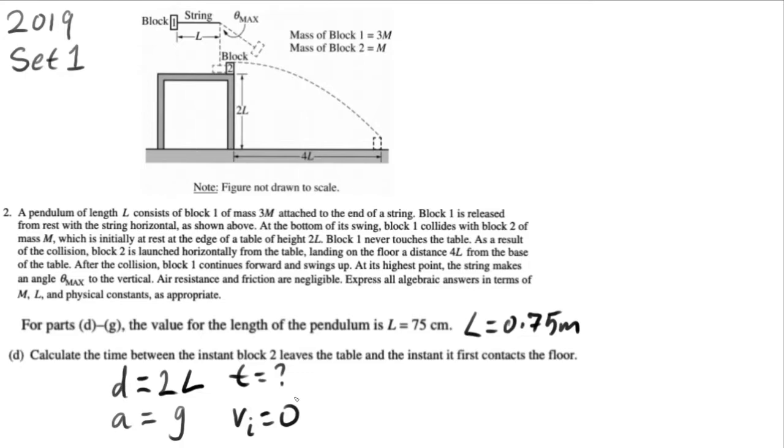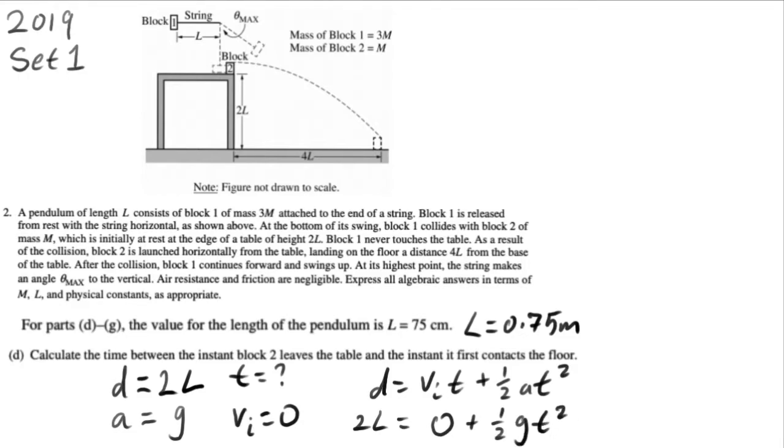So using the kinematic equation, displacement equals initial velocity times t plus 1/2 a t squared, you can plug in all these values into the equation. So for d we have 2L equals initial velocity, which is 0, so this will be 0, plus 1/2 a, where a is g, and then t is just t squared. If you divide by 1/2 g on both sides, you get 4L over g equals t squared. So then you know that t equals root 4L over g.